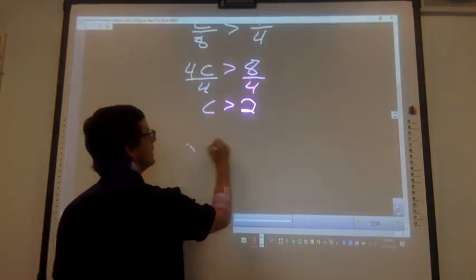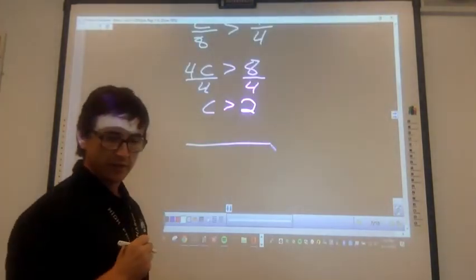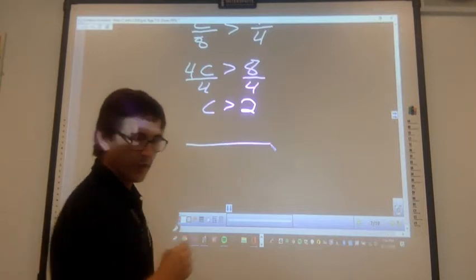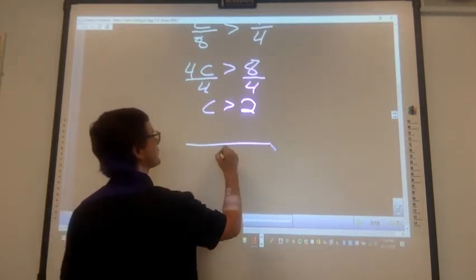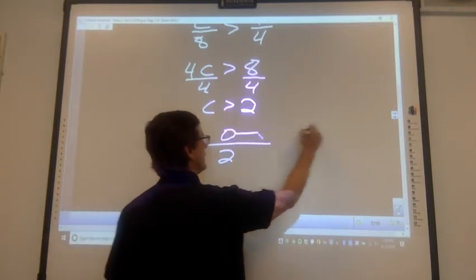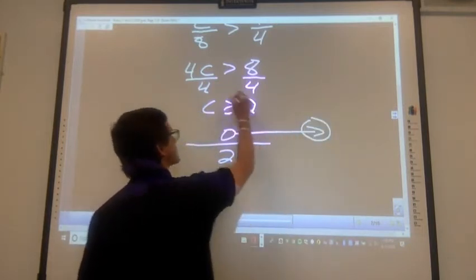Perfect. Open or close dot? Show me, please. Open, open, open, open. Excellent. So write the 2 below, open dot, arrow right, just like my inequality.